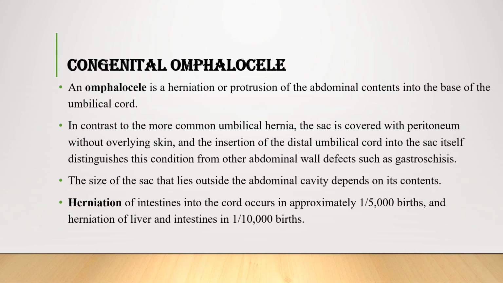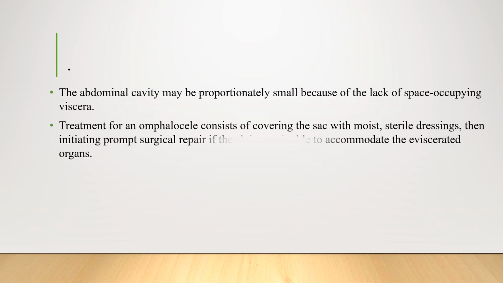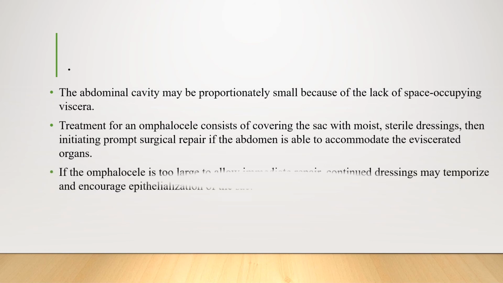Herniation of intestine into the cord occurs in approximately 1 in 5,000 births, and herniation of liver and intestine occurs in 1 in 10,000 births. The abdominal cavity might be proportionally small because of the lack of space occupying viscera. Treatment of omphalocele consists of covering the sac with a moist, sterile dressing, then initiating prompt surgical repair if the abdomen is able to accommodate the eviscerated organs. If the omphalocele is too large to allow immediate repair, continued dressing might temporize and encourage epithelialization of the sac.